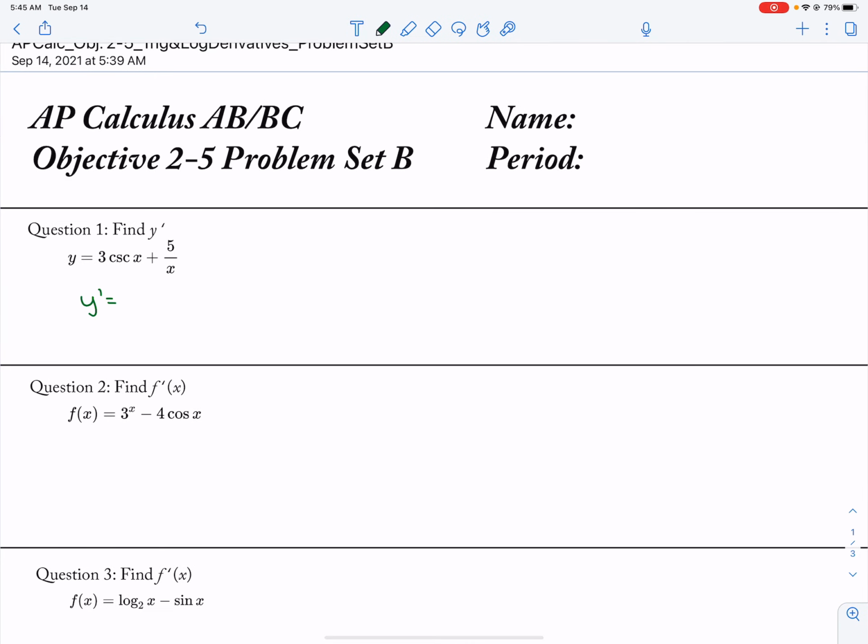So here again, derivative of cosecant is negative cosecant cotangent. I would have changed my 5 over x to be 5 times x to the negative first power, so that's minus 5x to the negative second.